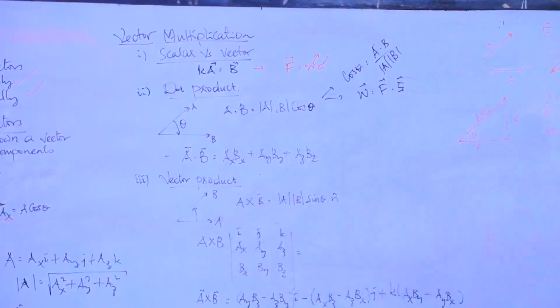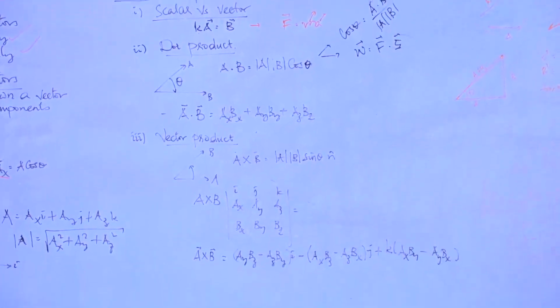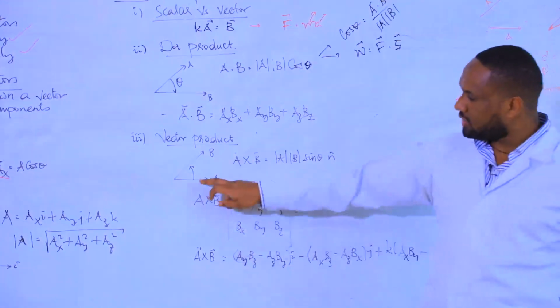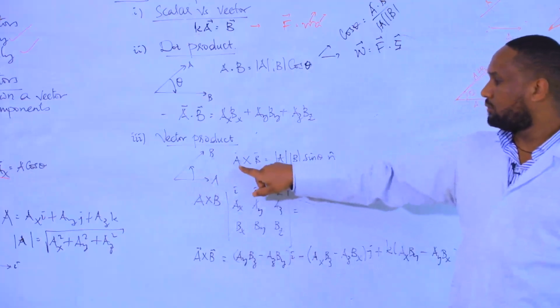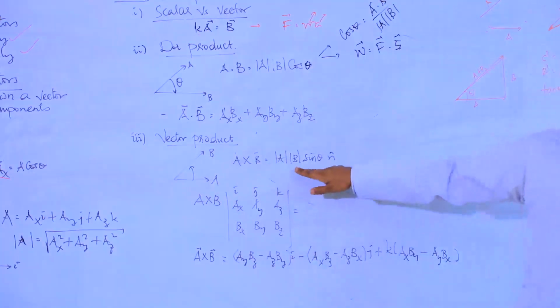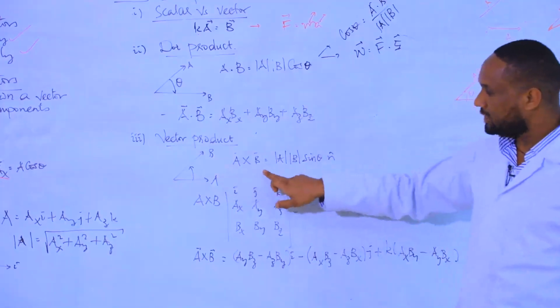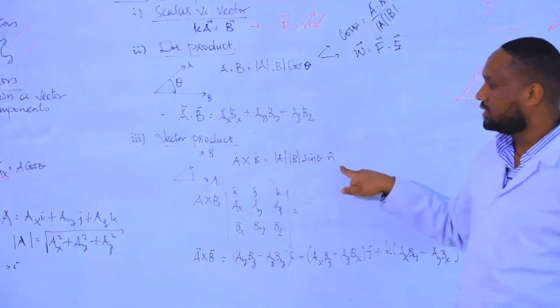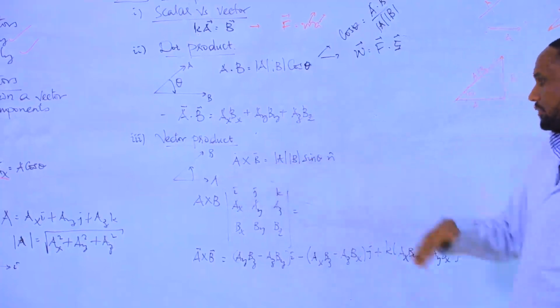The third kind of multiplication of vectors is what we call the vector product or cross product of two vectors. So if we are given two non-zero vectors A and B, then the cross product of A and B, denoted by A cross B, is equal to the magnitude of A multiplied by the magnitude of B multiplied by sine theta multiplied by n, okay? Where n is a unit vector which is perpendicular to both A and B. So as a result, A cross B is a vector which has the same direction as the unit vector n, okay? A cross B will be perpendicular to both A and B, okay?